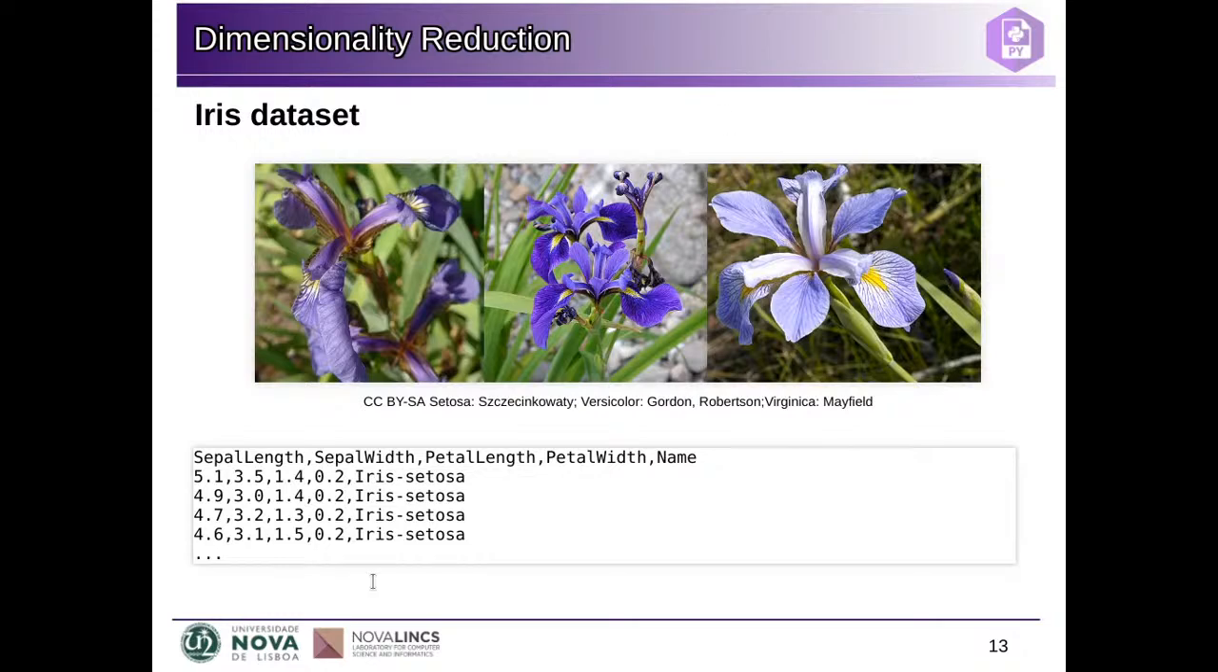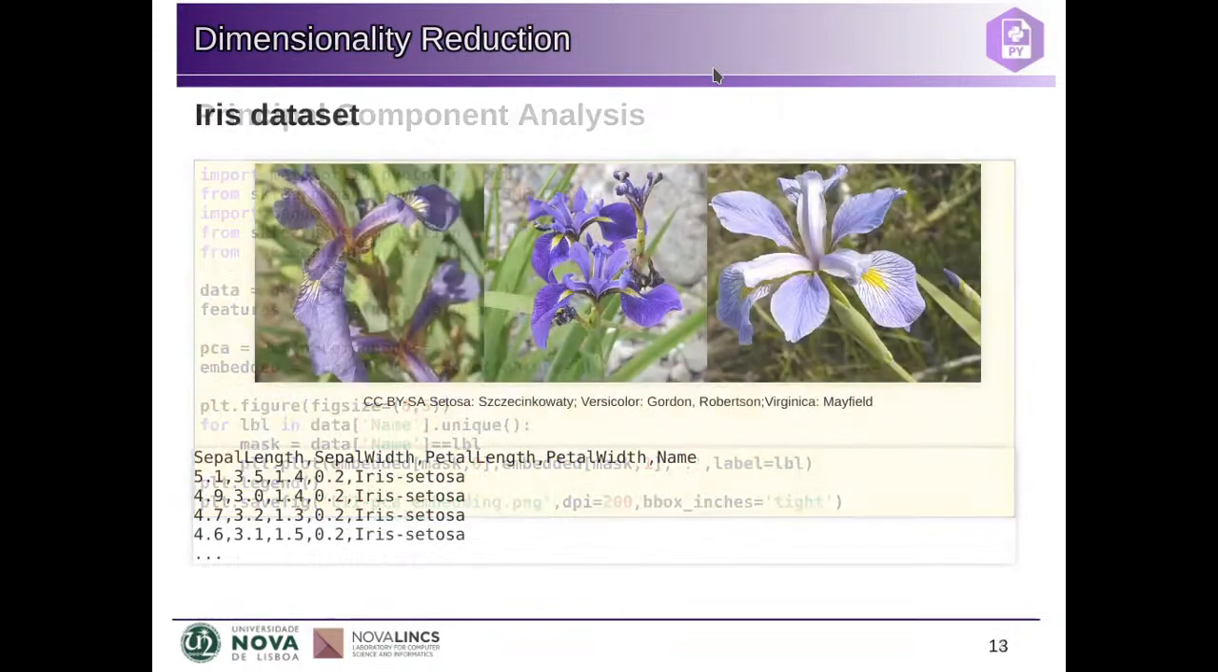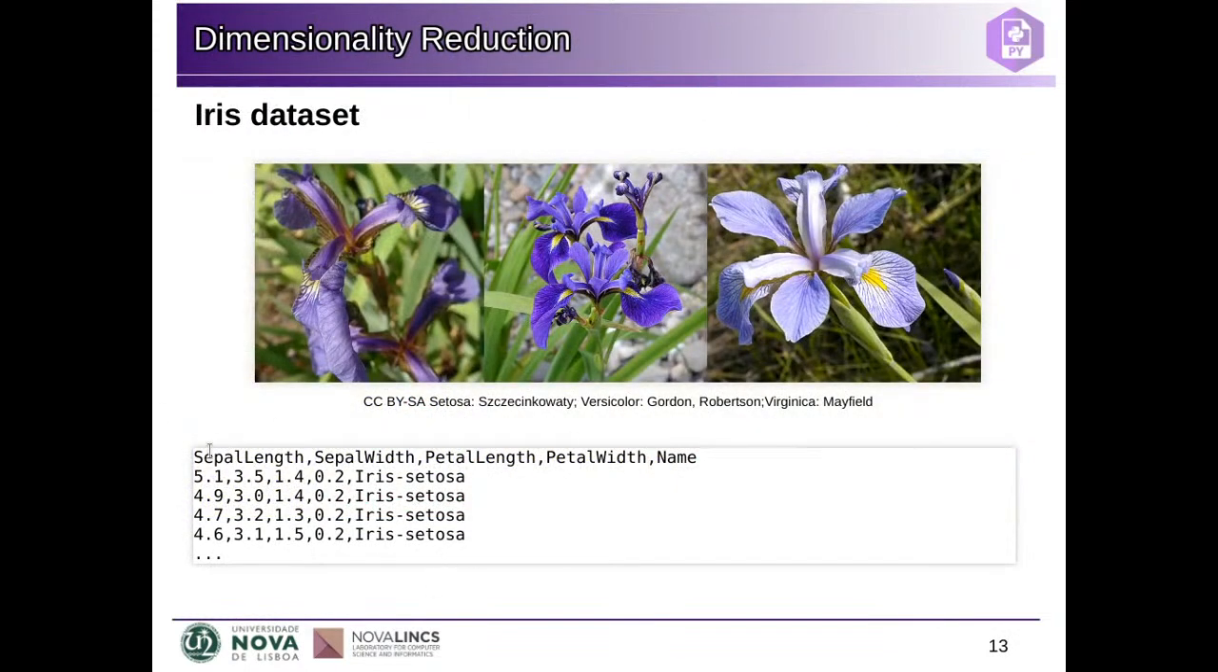And this is the data file that we have. We have all these columns with the length and width of the sepals and petals, and then we have the name of the class in the last column. And these are the three types of flower that we have in the data set. So the problem here is that since we have 4 features, we cannot visualize our data. We cannot do a 4-dimensional diagram that shows us how the data is distributed.